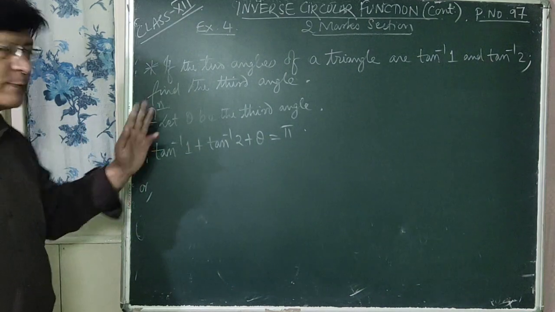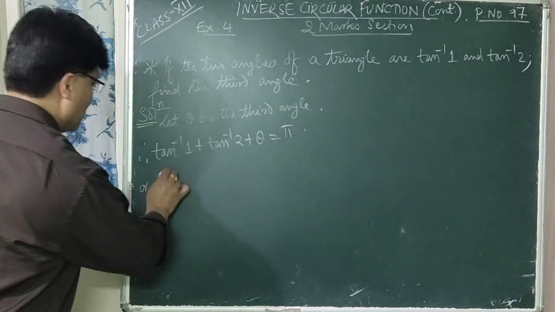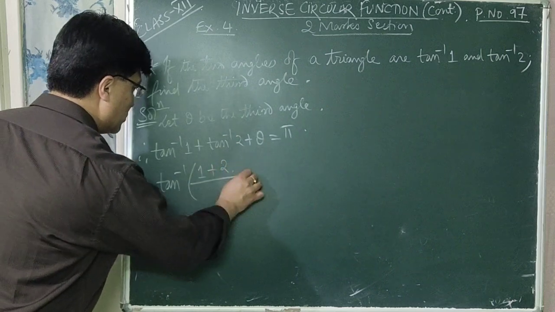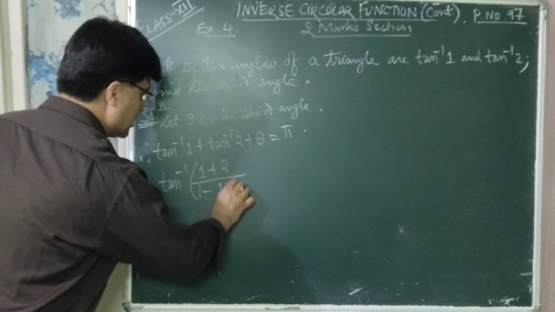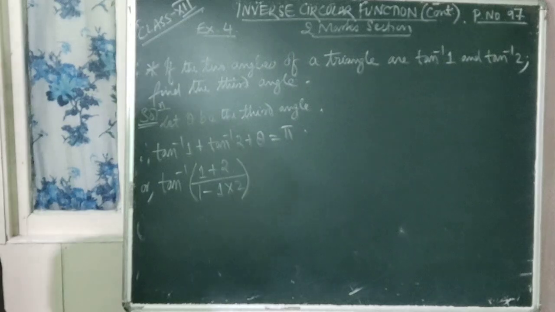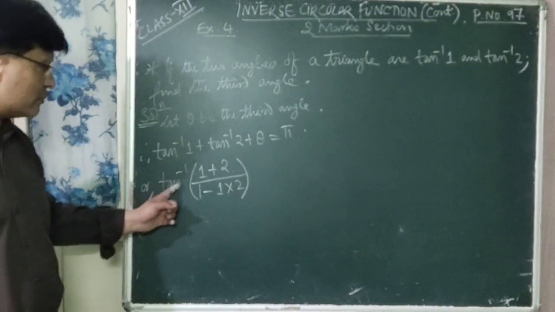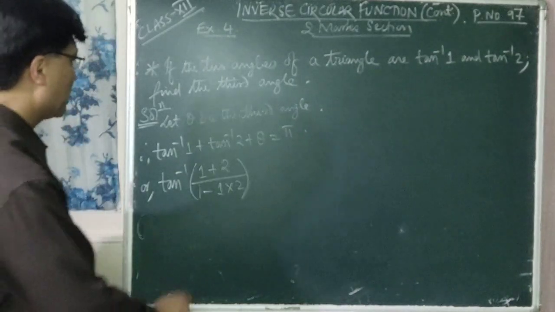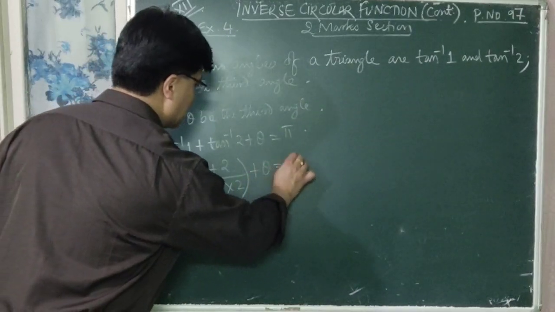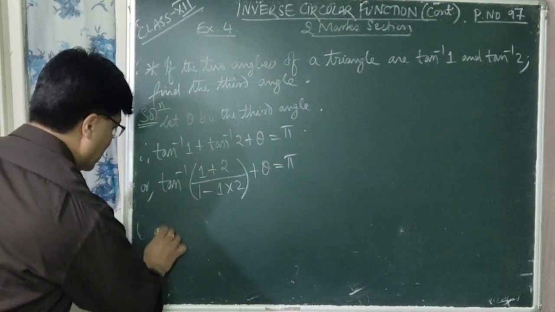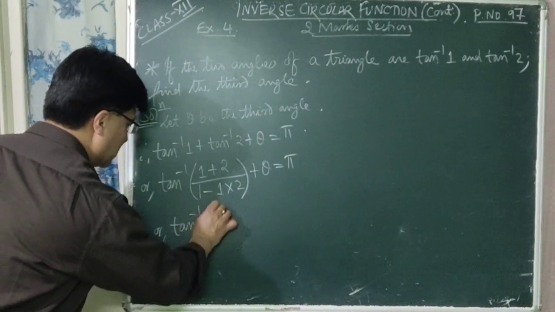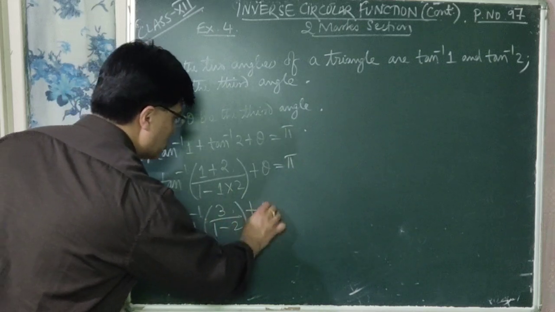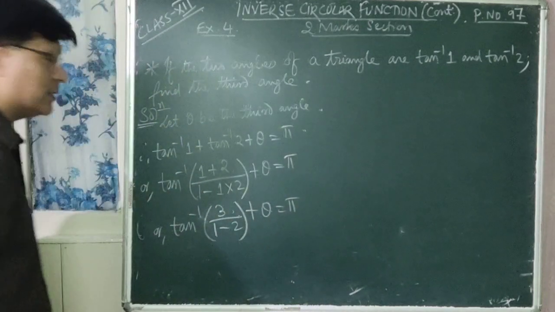That is tan inverse x plus tan inverse y, which is equal to tan inverse of x plus y upon 1 minus xy. Now you know that formula, isn't it? Then plus theta is equal to pi, right? Tan inverse, now this is 2 plus 1, 3 divided by 1 minus 2, plus theta is equal to pi, right?